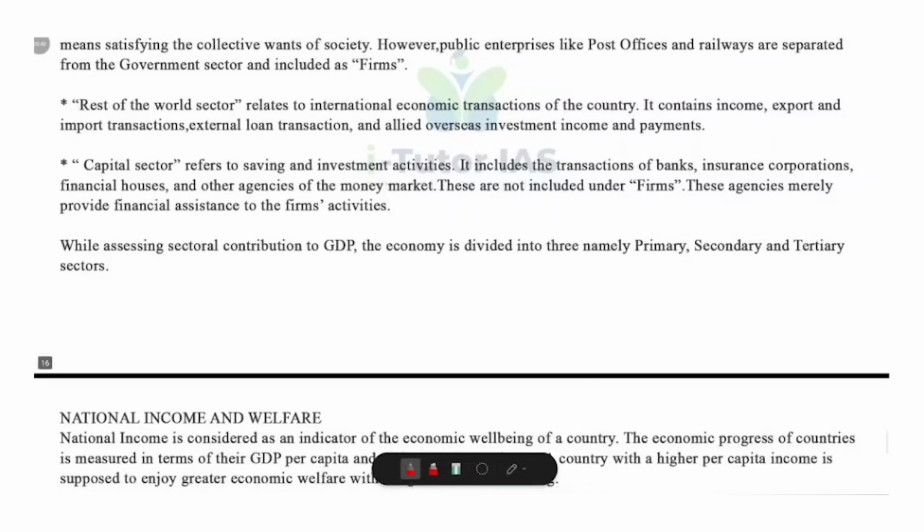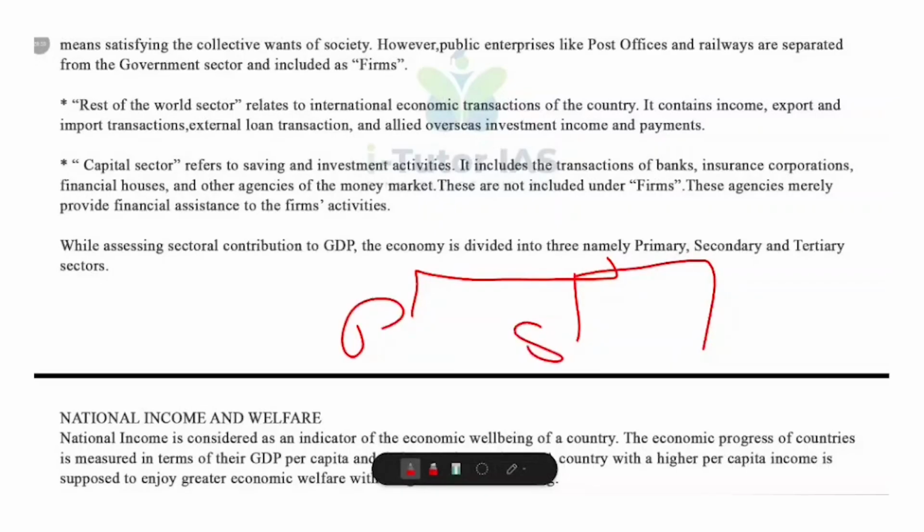So what are the sectoral contributions to GDP? The economy is divided into 3 main sectors when measuring GDP. What are they? Primary sector, secondary sector and tertiary sector. There are quaternary sectors too, but while calculating GDP, we are only taking these 3 sectors.